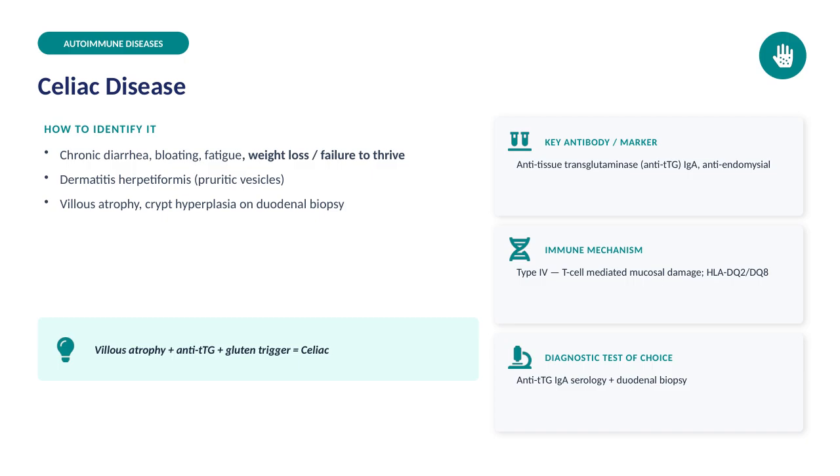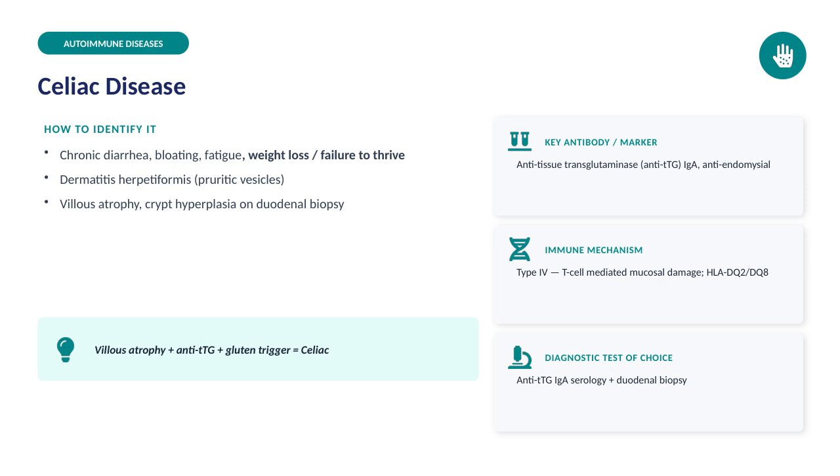The underlying immune mechanism involves a type 4 hypersensitivity reaction, where T cells mediate mucosal damage, and it's closely linked to HLA-DQ2 or HLA-DQ8 haplotypes. For diagnosis, testing for anti-TTG IgA antibodies in the blood, followed by a duodenal biopsy, is the preferred approach to confirm the disease.